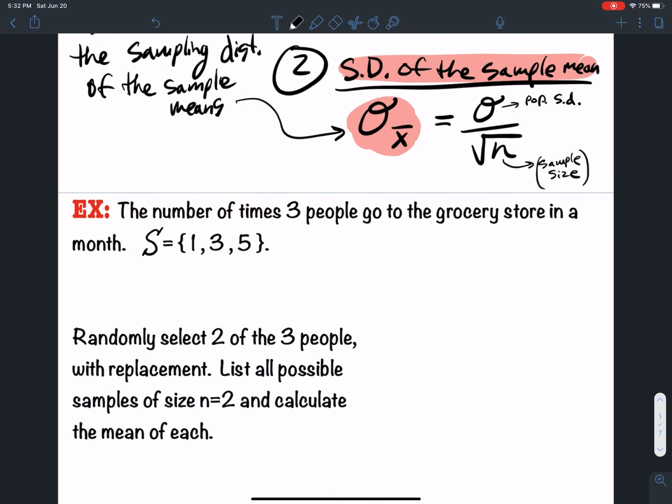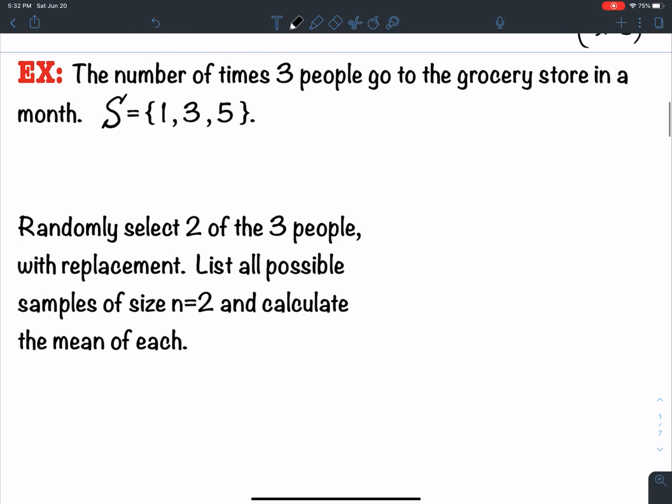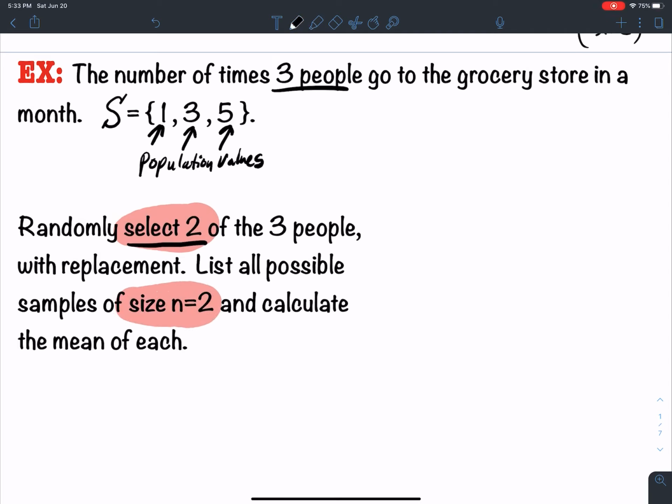So let's do an example where we illustrate these two properties, which are very powerful. In the first part of this example, we've got the number of times 3 different people go to the grocery store in a month. So one person goes 1 time a month, another person goes 3 times a month, and the third person goes 5 times a month. These are the population values. What we're going to do is randomly select 2. So our sample size n is going to be 2. And I want to list all possible samples of size 2. With this list, I can pick the same person more than once, but I can only pick 2.